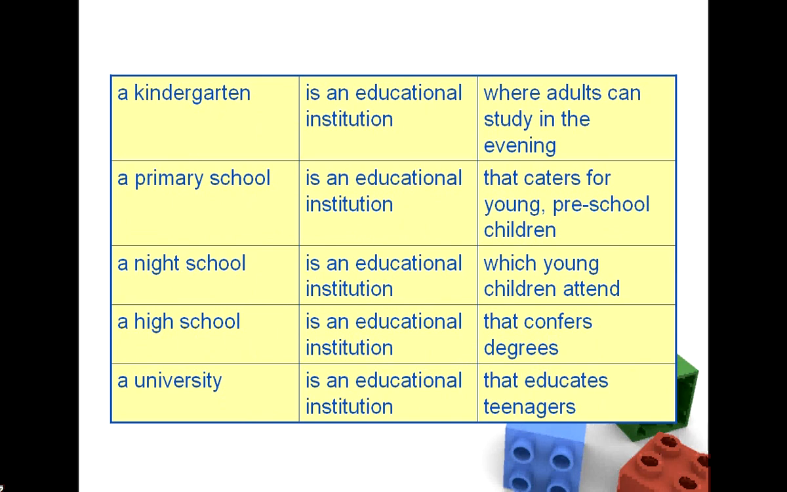And here are some typical definitions. So we have a kindergarten, a primary school, a night school, a high school, and a university. Each of these is an educational institution. Now, look at the type of institution and decide which from the column on the right defines each of them.